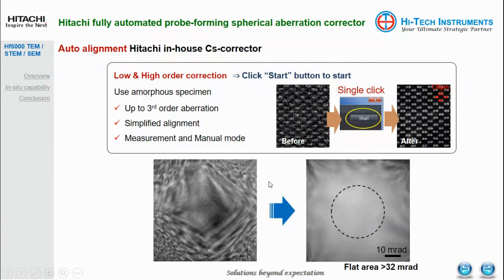This is how the auto alignment of the Hitachi in-house Cs corrector can be done. So it's actually by just one click. You see that even like an atom here for this sample, it is a silicon sample. Without the Cs corrector, you only can see this one thing. But with the Cs corrector and with this ease of use, a single alignment by one click, you can resolve the two atoms within one lattice. So this is how it is after correction.